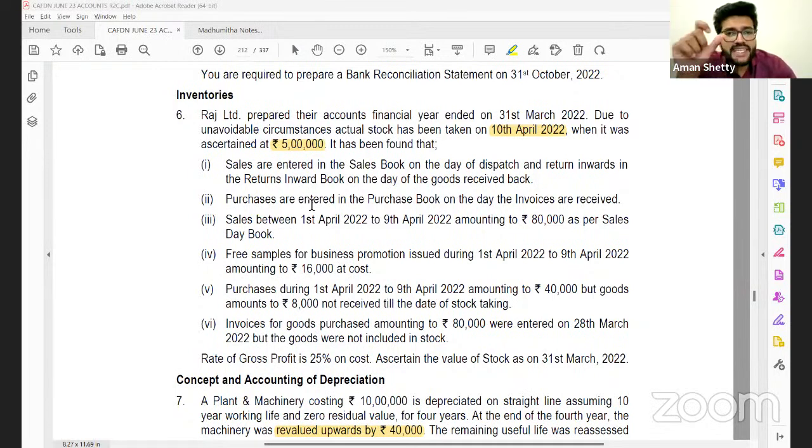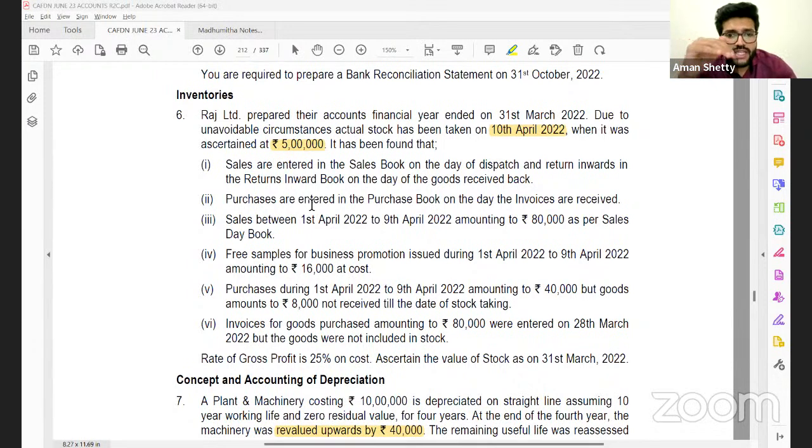Below that, I told you, sales during the period at selling price is 80,000 in the inner column. Gross profit at 20% on sales, 16,000, in the inner column we write 16,000. Then in the outer column we write 64,000. Clear?